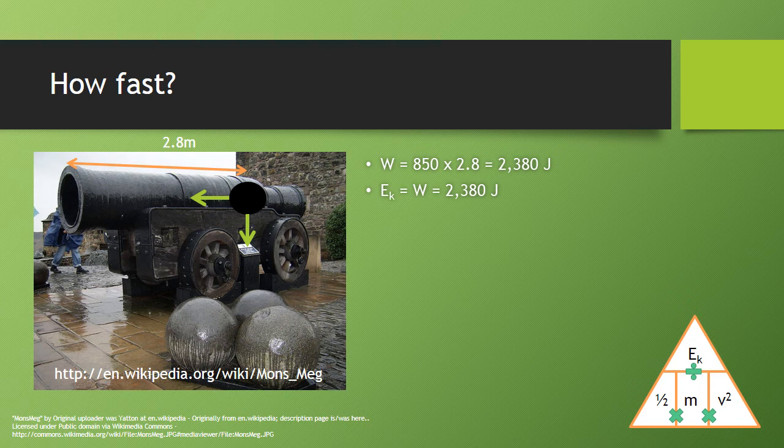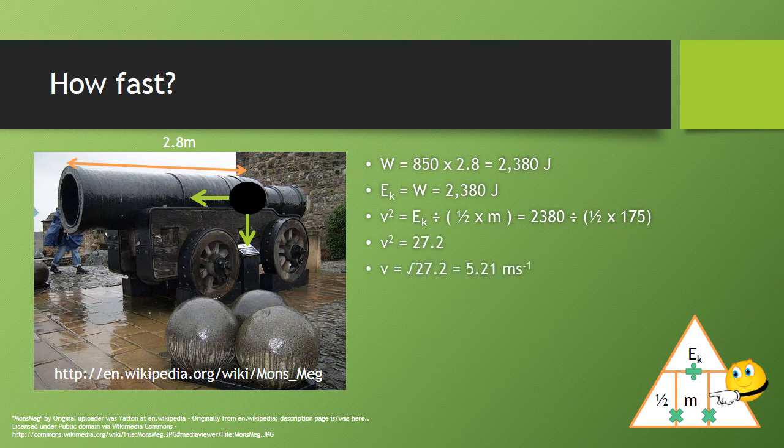We can now look at our kinetic energy equation. We're trying to find the speed, so cover that up. Substitute in our values. Here we are using the 2,380 joules that we calculated as work. We get a v squared of 27.2, which when we square root, tells us it's going to leave that cannon muzzle at 5.21 meters per second, which is quite low. So I think 850 newtons is way too small for our gunpowder force.